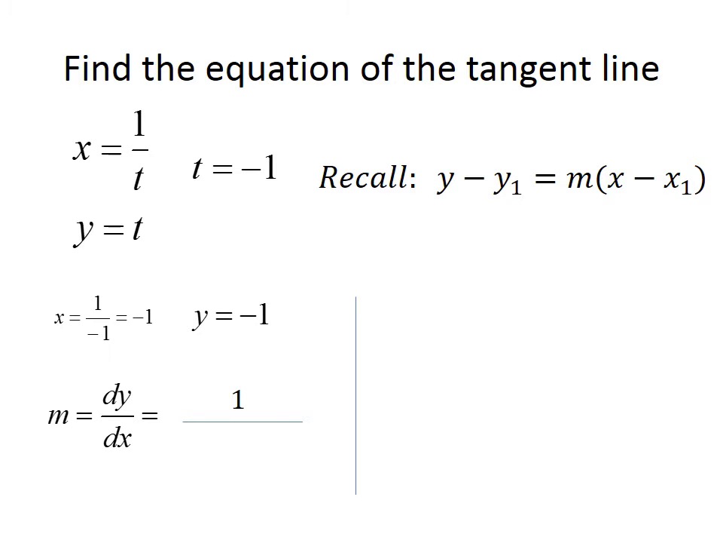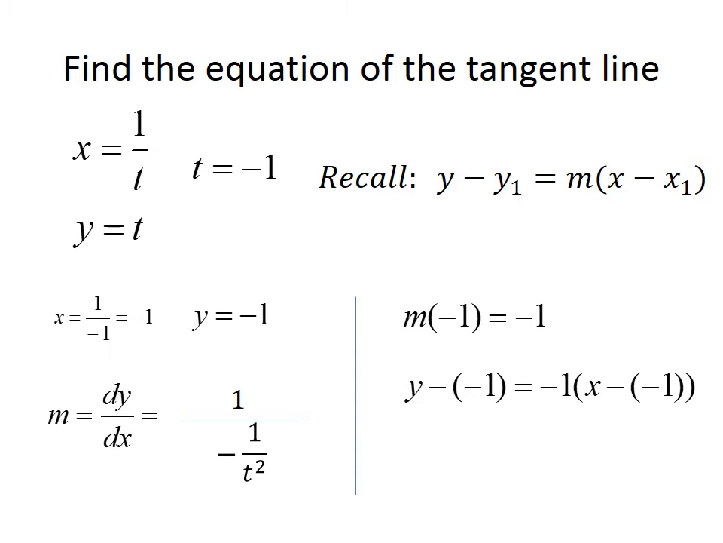Now, to find the derivative, I have to take the derivative of y, which is 1, and then the derivative of x with respect to t is negative 1 over t squared. My slope then at t equals negative 1, I'm replacing negative 1 into the slope formula, and that gives me negative 1. So now I have a point, I have a slope, I can write the equation of the line.